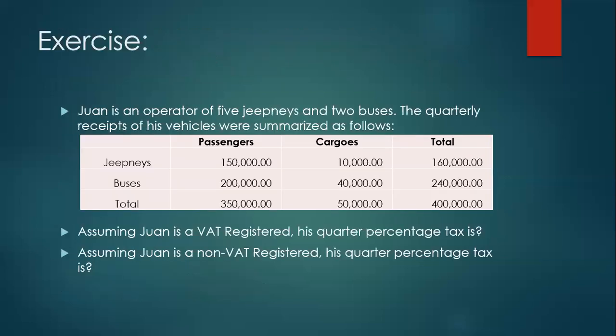Okay? Now let's go to exercise. Juan is an operator of 5 jeepneys and 2 buses. The quarterly receipts of his vehicles were summarized as follows. Jeepneys: 150,000 passenger, cargo 10,000, so total 160,000. Buses: passenger income of 200,000, cargo is 40,000, so 240,000 total. The question: assuming Juan is a VAT registered person, his quarterly percentage tax is? Assuming Juan is a non-VAT registered person, his percentage tax is? Now you compute.